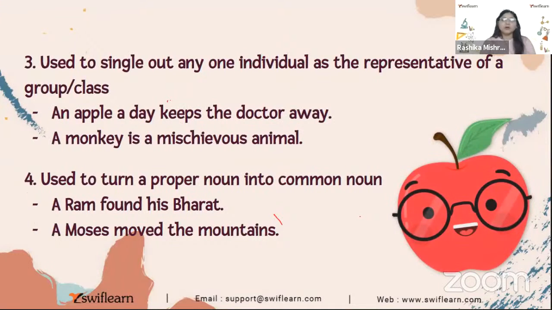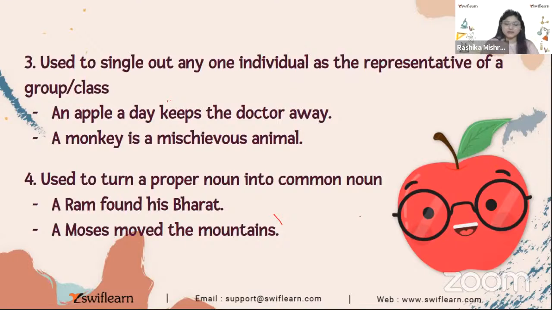Okay, so the third case is here. The indefinite article is also used to single out any one individual as the representative of a group or class. Now, let's have an example. An apple a day keeps the doctor away. And a monkey is a mischievous animal. It could be any mischievous animal. That is why we are talking about only one mischievous animal, and that is why we have used a as an article here.